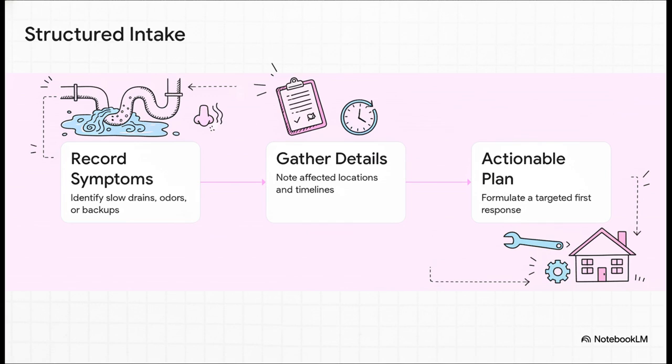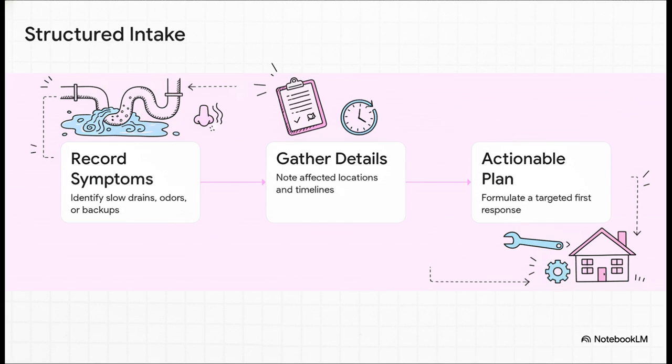Step 1 is recording the exact symptoms. Are we dealing with a few slow drains, or are there active, destructive backups? Step 2 is gathering key details, like the specific affected locations, the timeline of the issue, and the recent maintenance history. And Step 3 is formulating a targeted first response.